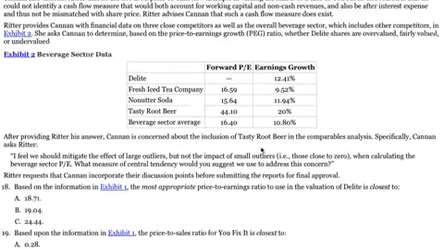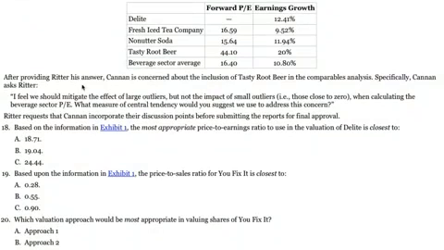Let me continue reading. After providing Ritter his answer, Cannon is concerned about the inclusion of Tasty Root Beer. Well, there we go. Our eyes should have been drawn to it anyways, right? The inclusion of tasty root beer in the comparables analysis. Specifically, Kanan asks Ritter, I feel we should mitigate the effect of large outliers, but not the impact of small outliers, those close to zero, when calculating the beverage sector PE. What measure of central tendency would you suggest we use to address this concern?